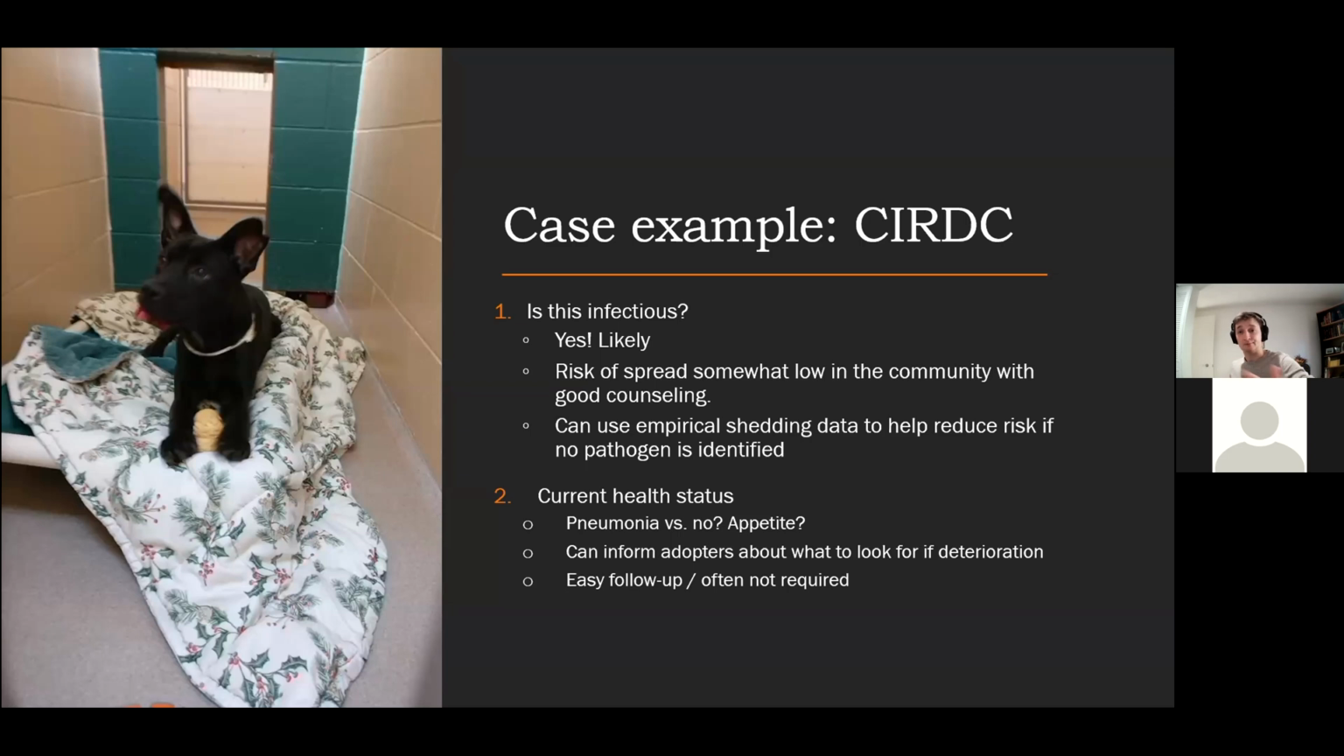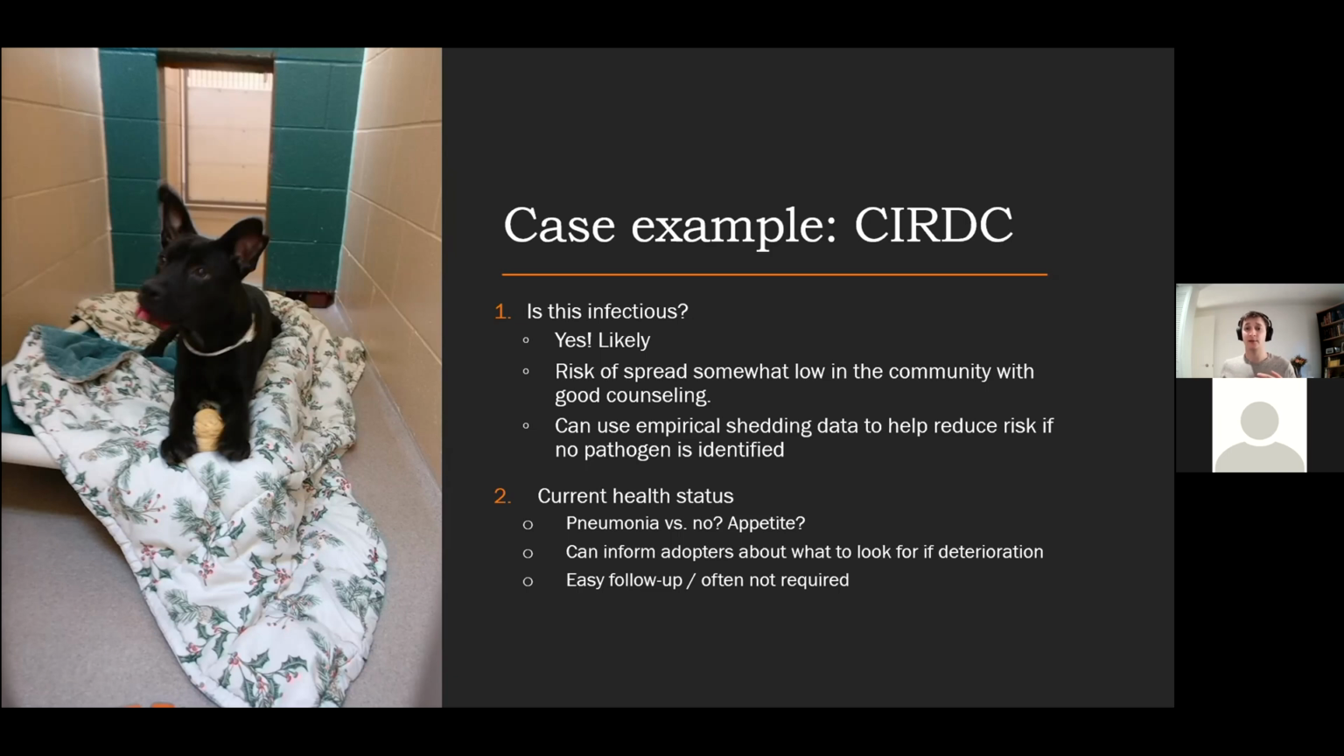So, case example of CIRDC, something we see fairly frequently in shelters. So is this infectious? Well, yes, it's likely. Oftentimes we might not test for uncomplicated cases that aren't outbreaks, but yes, it's likely infectious. And the risk of spread in this case can be somewhat low in the community with good counseling, right? Of how long to keep this animal away from others, and using empirical data for shedding to help reduce risks if no pathogen is identified, or if no severe pathogen is suspected.